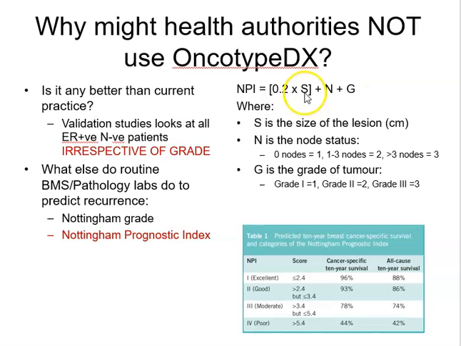So if we're dealing with a patient who's got a 1 centimetre tumour, well, 1 times 0.2 is 0.2. If it's lymph node negative, well, it's adding on 0, and if it is a grade 1, so low grade, you add on 1, so that will be a score of 1.2. On this Nottingham Prognostic Index, a score of less than 2.4 gives a very, very good prognosis, 96% 10-year survival.